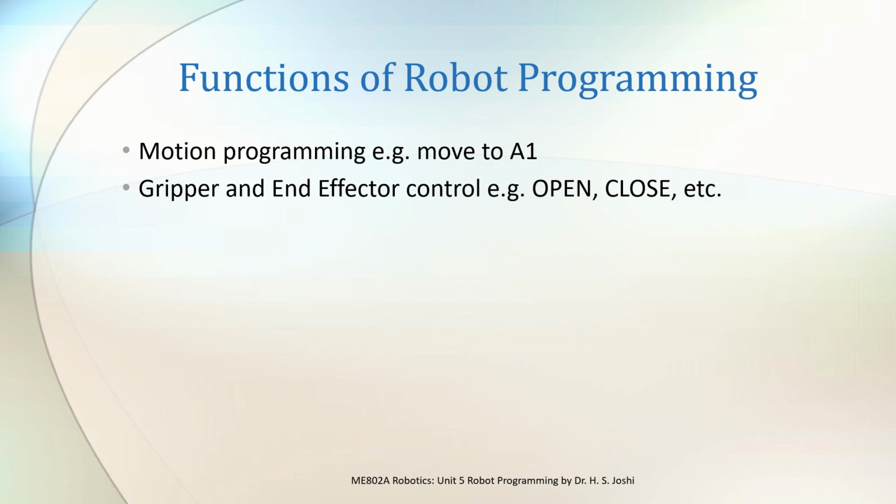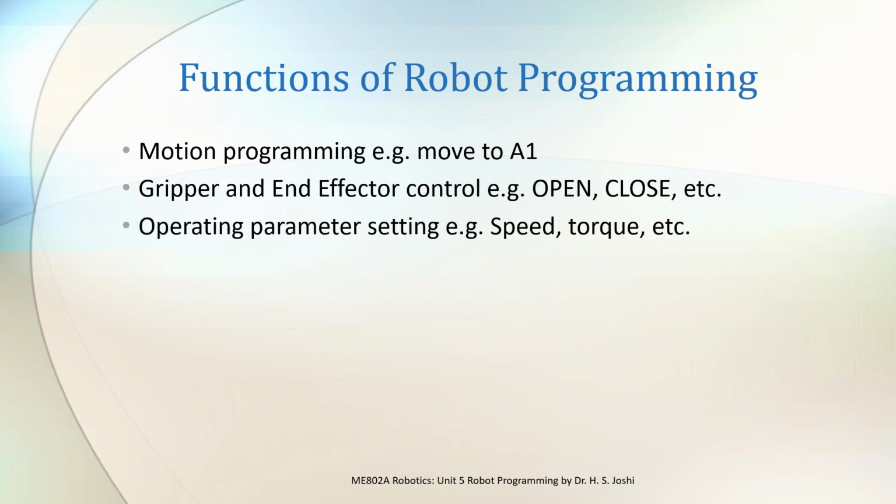For example, if the end effector has now reached a position, let us say A1, I'll ask the gripper to pick up that object. So the gripper has to be closed, and then the next motion command can be given, let us say, move to a point B1 or maybe A2. So this is what gripper or end effector control is concerned with, and that is also a function of robot programming.